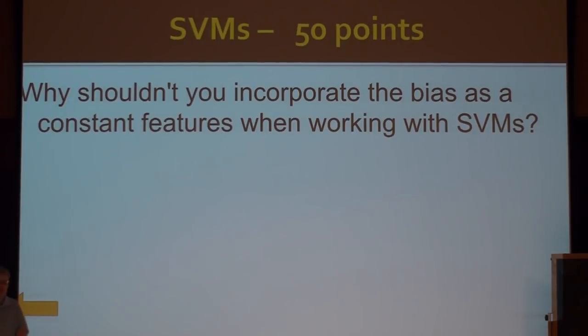I think it's related to the inequality being less than 1, because the inequality has to be less than gamma, which is the separating boundary, and you divide the entire equation by gamma. Nope. Undergrad or grad? Grad. Okay, so the undergrads get a chance to answer it. There's 50 points. Why can't you do this?